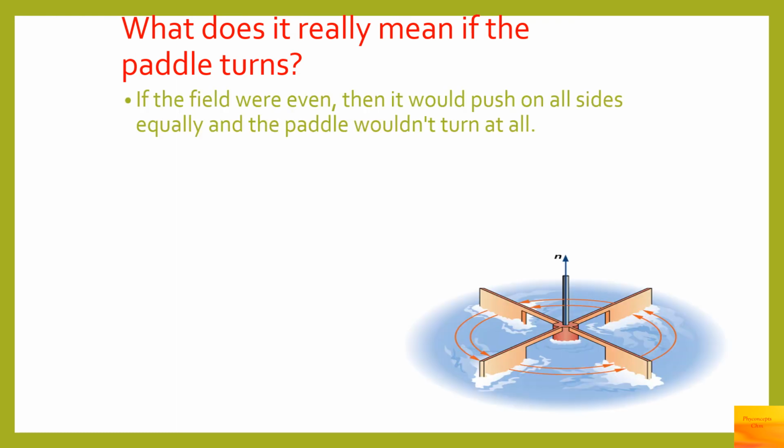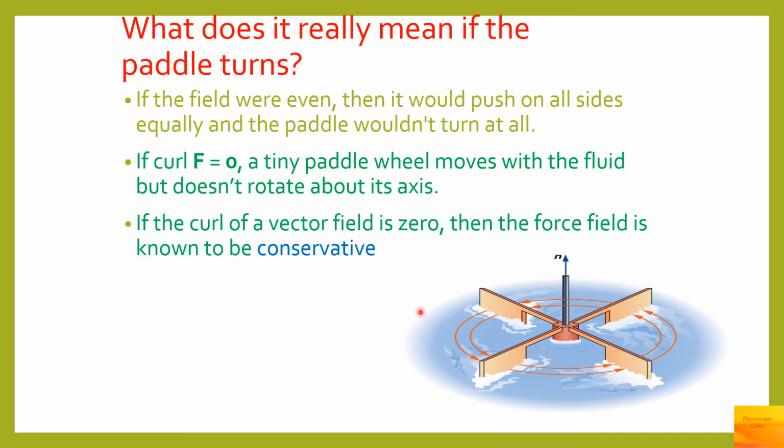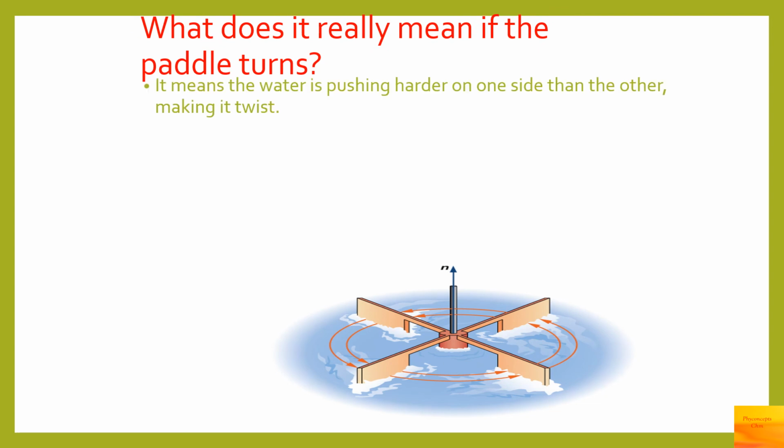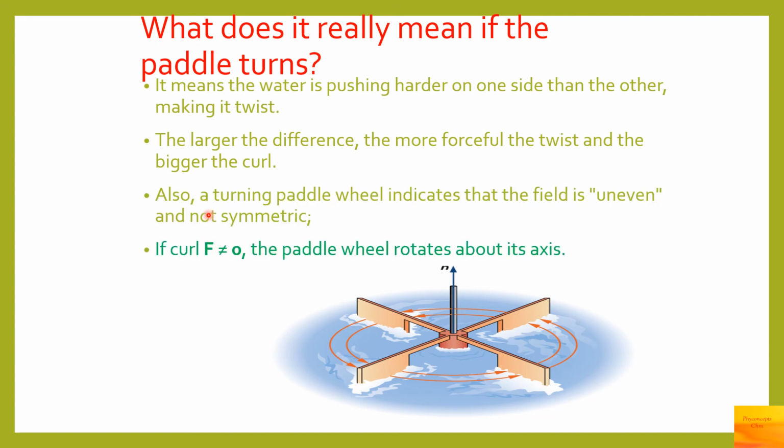Now we will see about a paddle. If the field is even here, then it would push on all sides equally and the paddle wouldn't turn at all. If the curl F is 0, a tiny paddle wheel moves with the fluid, but it will not rotate about this axis. It will move, but it will not rotate about this axis. So if the curl of the vector field is 0, then the force field is known to be conservative. It means the water is pushing harder on one side than the other and making this axis twist. So the larger the difference, the more forceful the twist and the bigger the curl. If the curl F is not equal to 0, that means the paddle wheel is rotating about its axis.